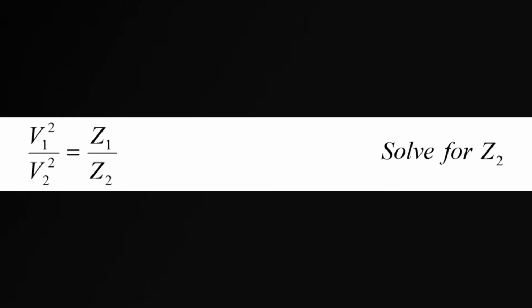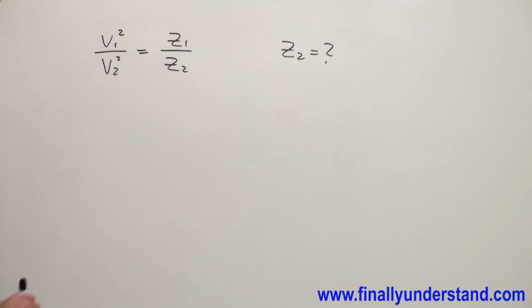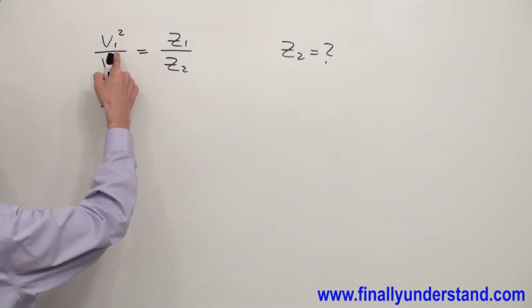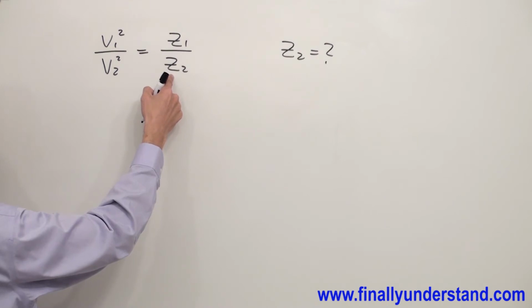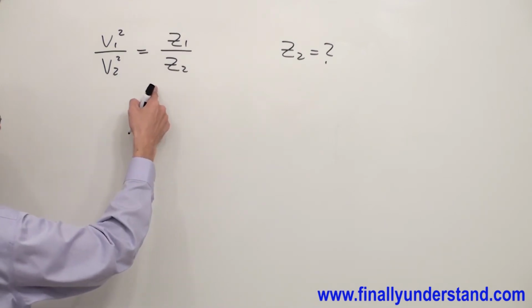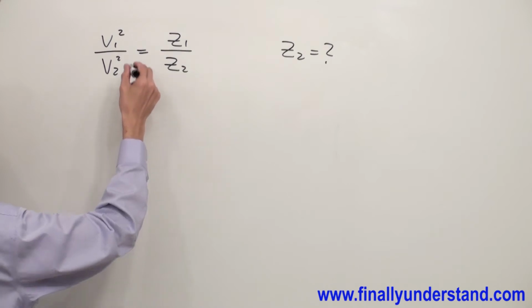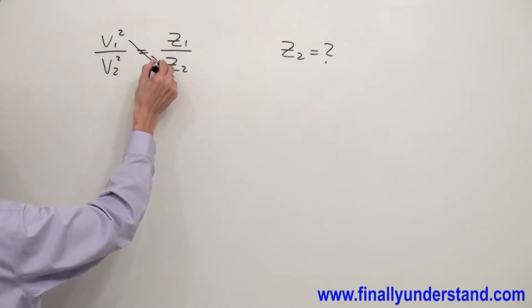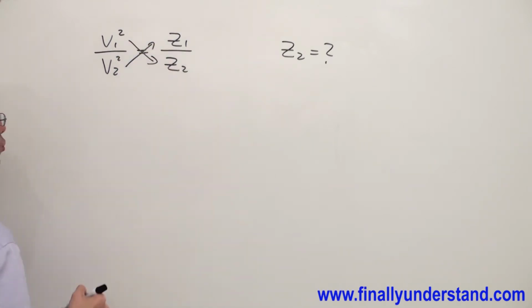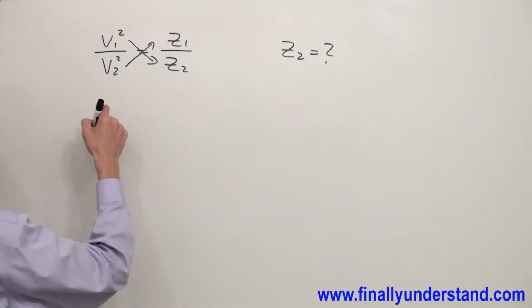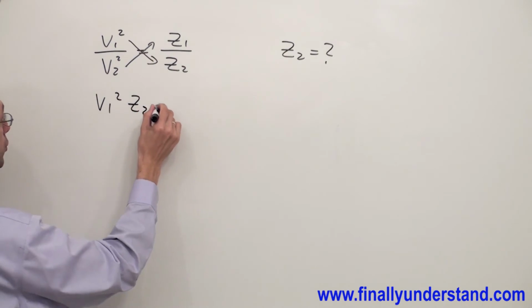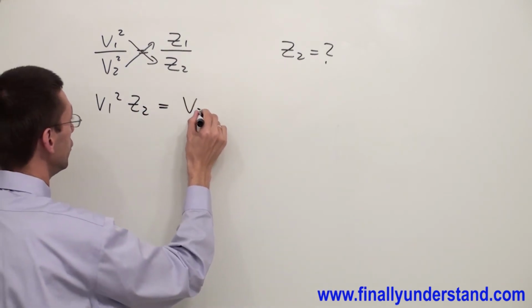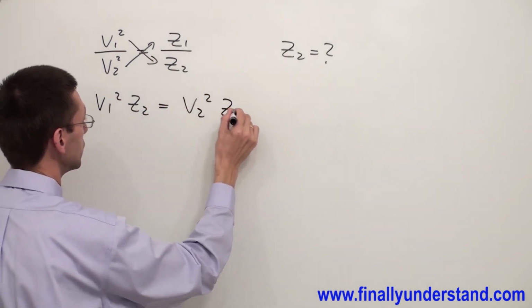v1 square over v2 square equals z1 over z2. Okay, again we have a fraction on the left side of the equal sign and a fraction on the right side of the equal sign. So we have a proportion. In order to solve this problem, the best way to solve it is just cross multiply. So I have v1 square z2 equals v2 square z1.